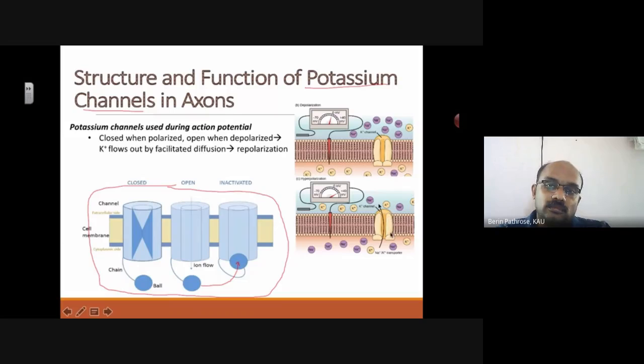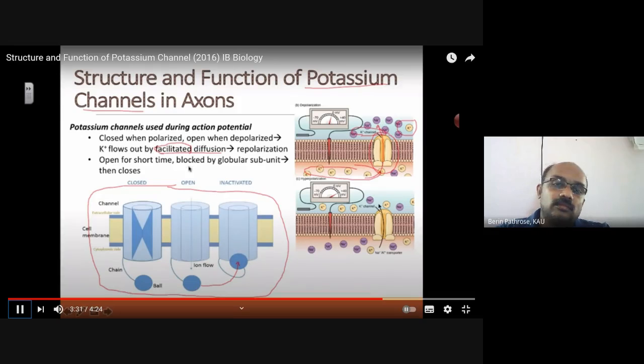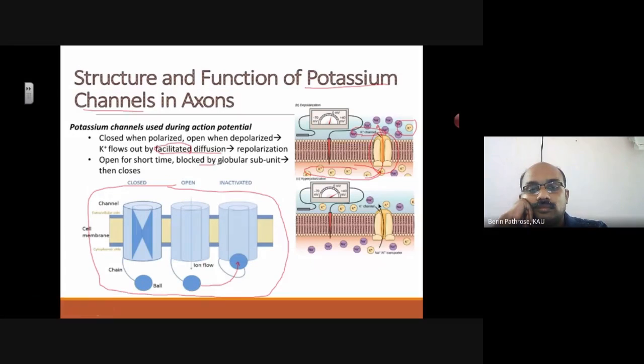So here you can see, actually, this is not the correct diagram. You have potassium ions that will basically diffuse, but this channel can be closed and it can be blocked by this globular subunit. A glob is just a fancy way to say a ball of amino acids, or a protein or a polypeptide, which can physically block the channel, and therefore it's closed. When we don't need to send a message, it can be closed off. When we need it, it can open up and the ions can flow by facilitated diffusion.